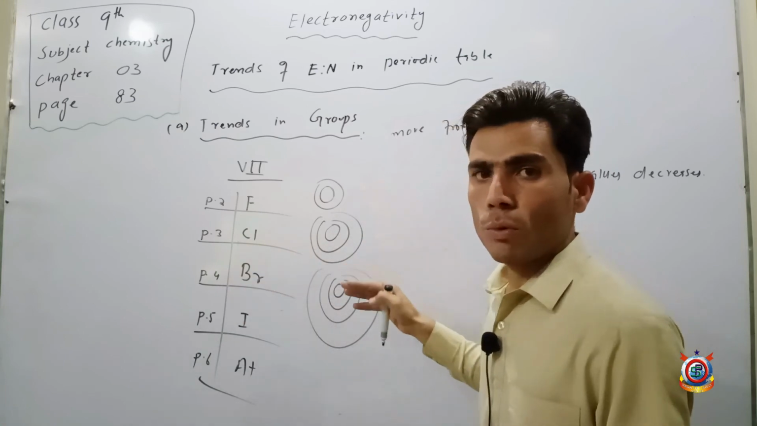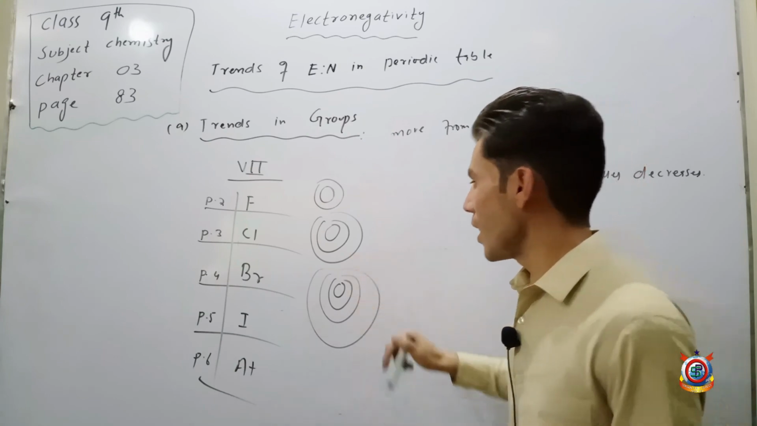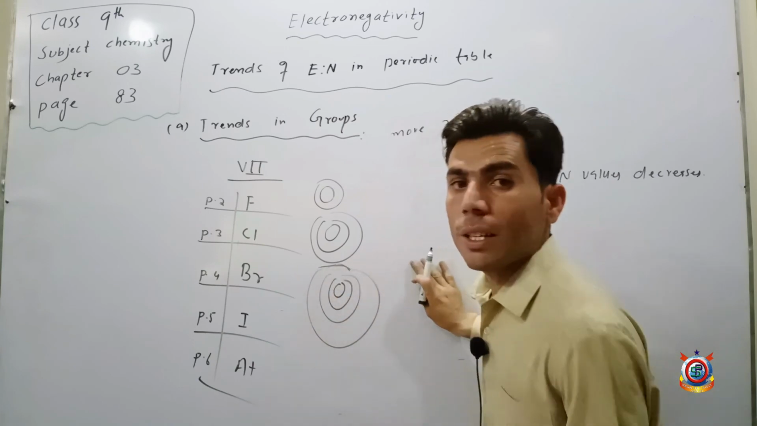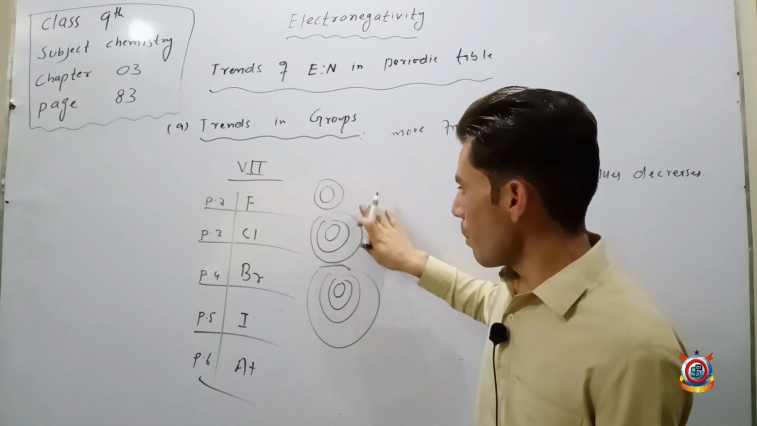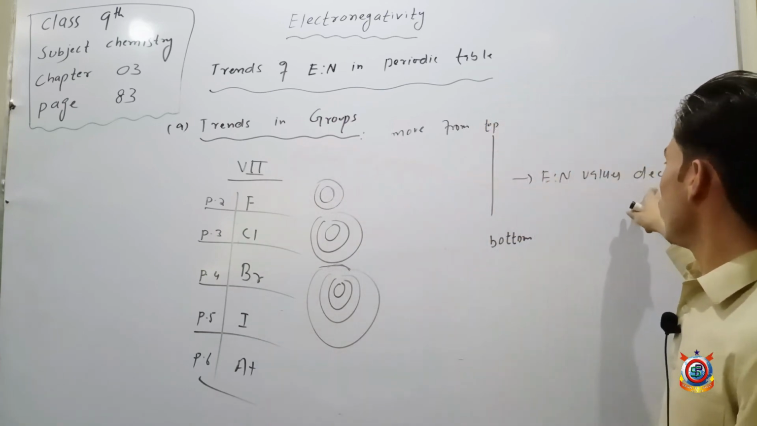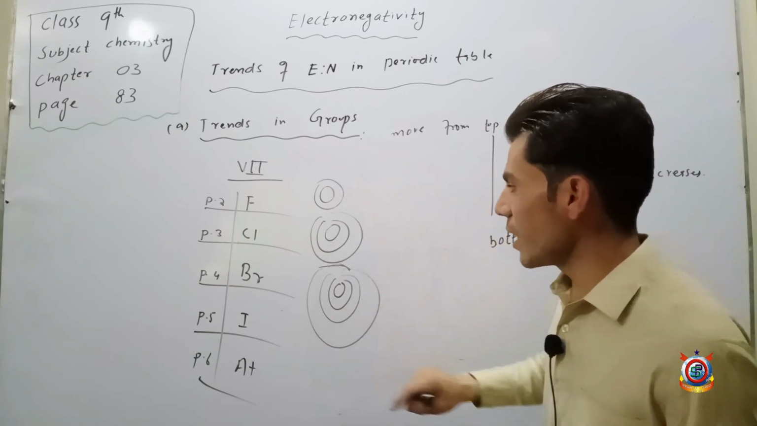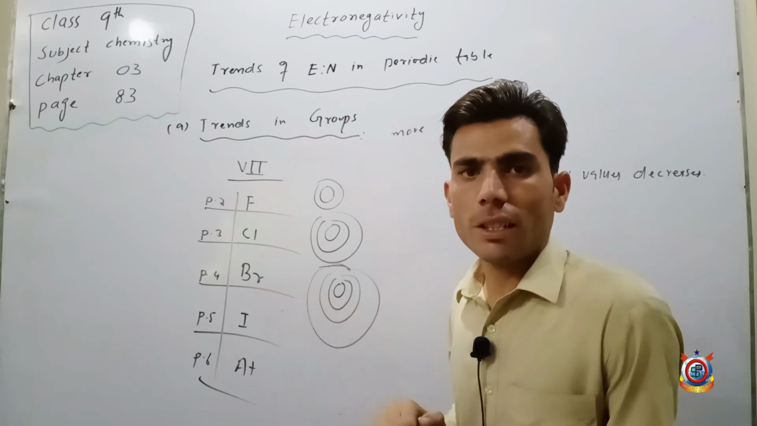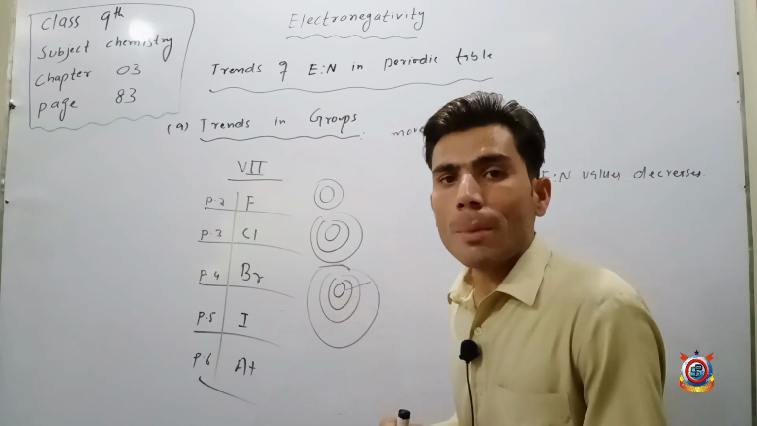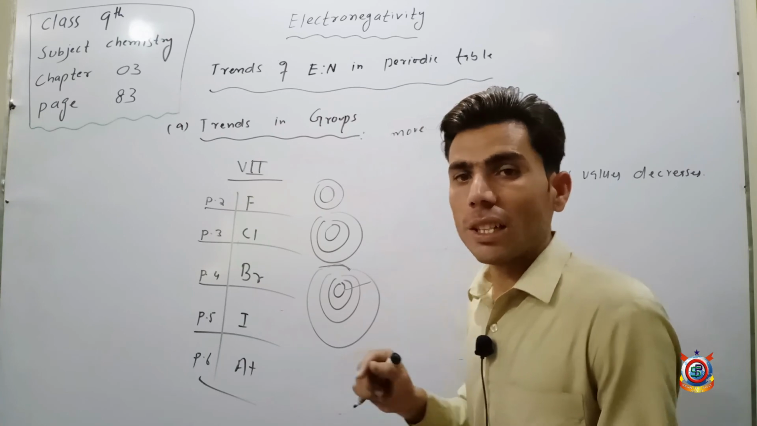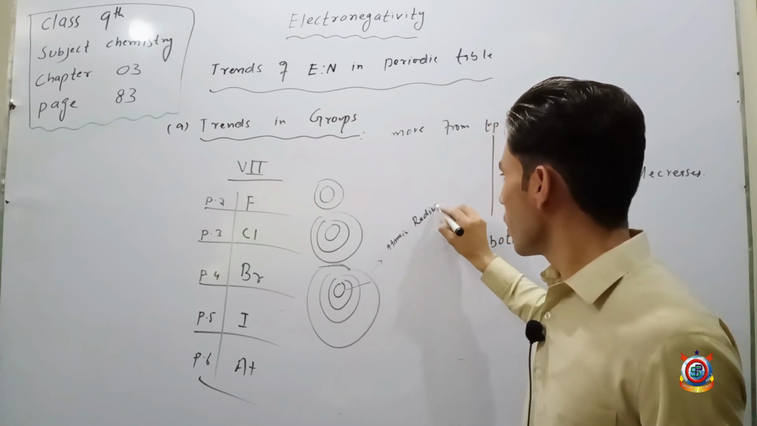The number of shells increases when we move from top to bottom in the groups, and in each period one shell is added, due to which the atomic radius increases. When we move from top to bottom in groups, electronegativity values decrease. Why? Because shell after shell is added in each period, and due to the addition of shells, the atomic radius increases.